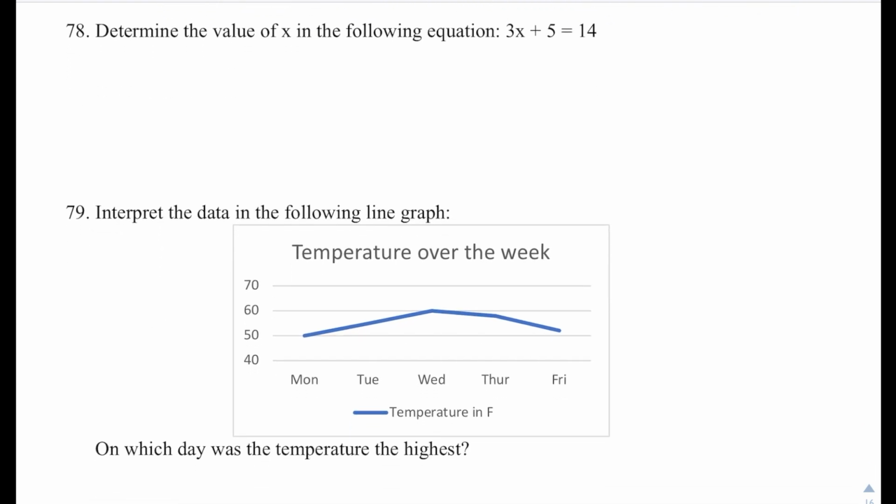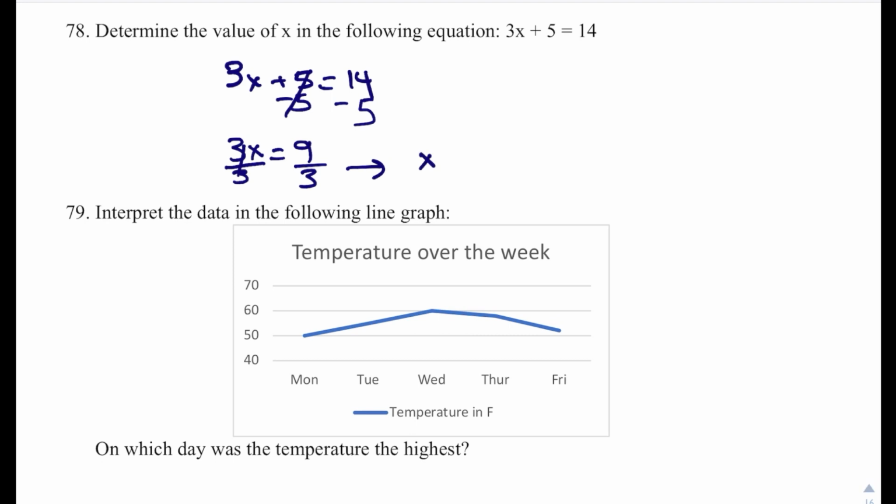Determine the value of x in the following equation. 3x plus 5 equals 14. So again, we want to get x alone on one side of the equation, so we minus 5, that will cancel, minus 5, we get 3x equals 9. Divide this side by 3 to cancel, divide this side by 3, and we get x equals 3.